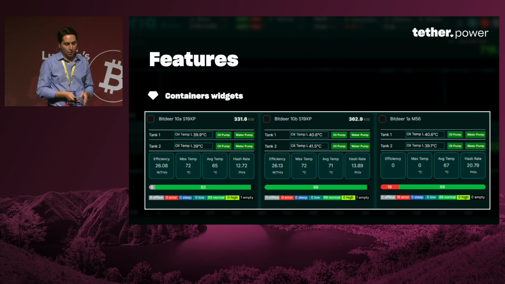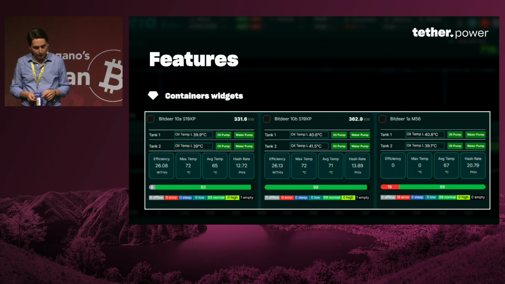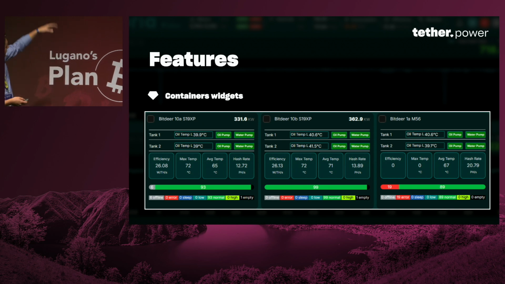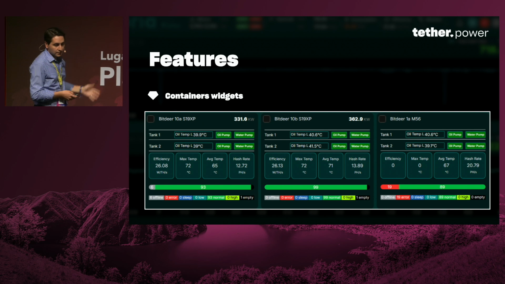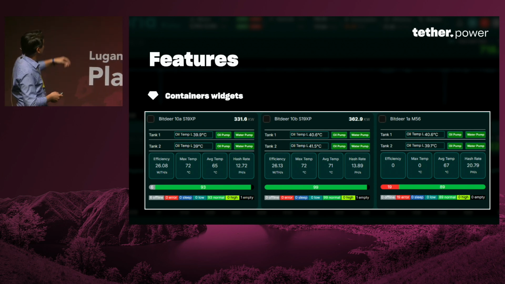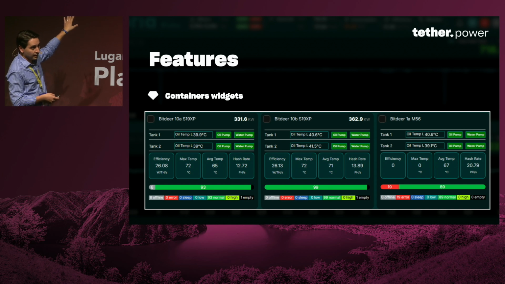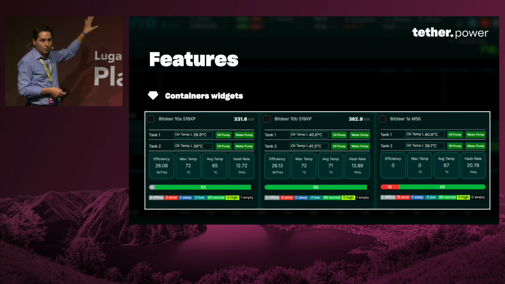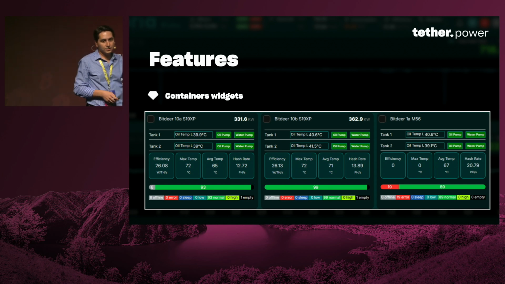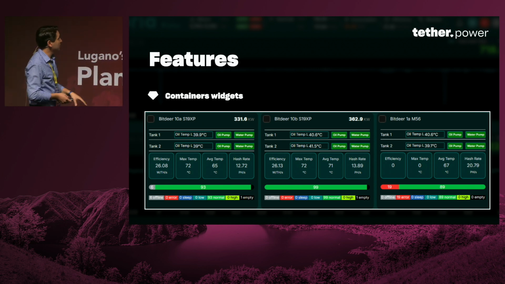But then you also want to know, is there any issue in any of the containers? In this screenshot, fortunately or unfortunately, there was no issue, but you would see it at the blink of an eye on this container widget page. For each container, if you look at one of these boxes, you see the oil temperatures. In this case, it's an immersion cooling system, so you see the oil temperatures of the different tanks. You see the efficiency of that container. Again, efficiency of the container means what that container is consuming and how much hash rate it is producing. It's not the average efficiency of the miners.